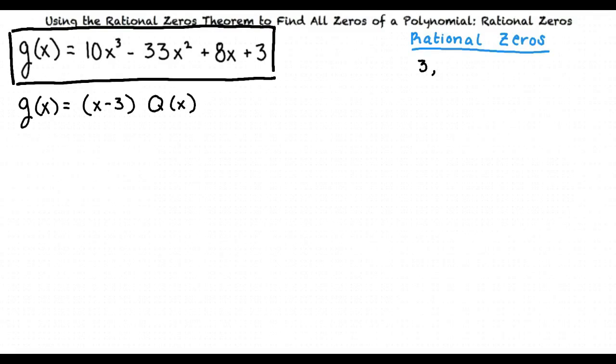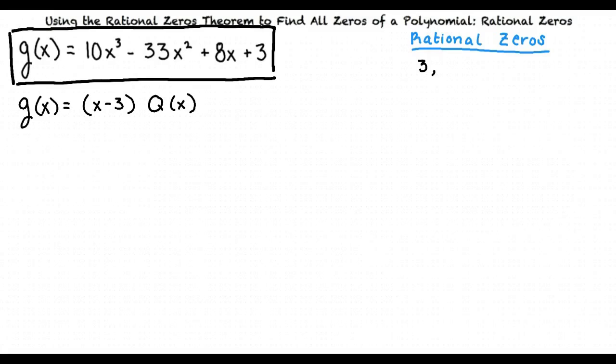Based on the factor theorem, there must exist a polynomial q of x that satisfies the following equation. g of x equals x minus 3 times q of x. The x minus 3 comes from our knowledge that 3 is a zero of g of x. How can we find what q of x is? I think we can divide g of x equals 10x cubed minus 33x squared plus 8x plus 3 by x minus 3 to solve for q of x.